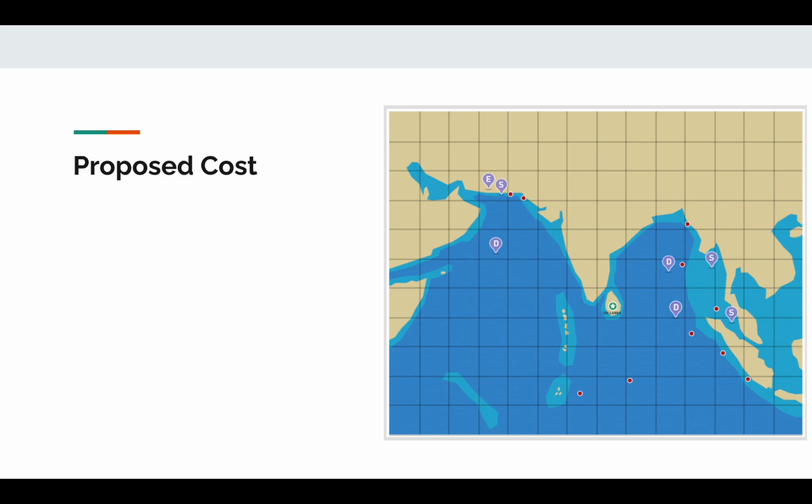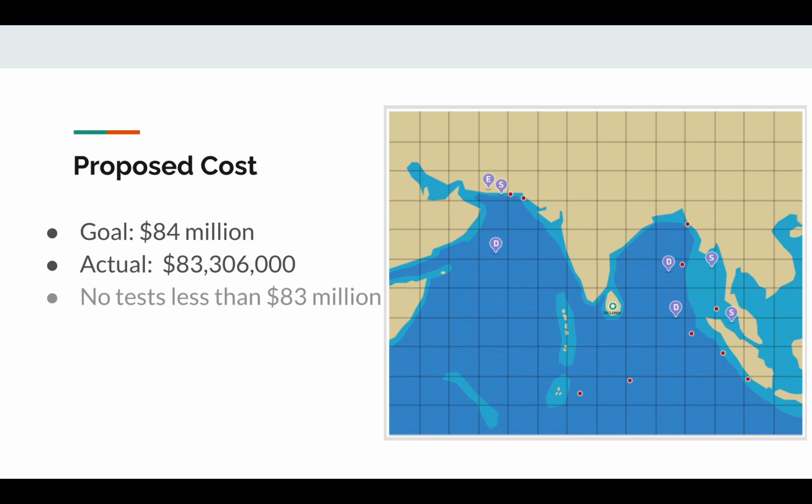And finally, I made a goal of trying to keep the total 50-year cost to $84 million, and my optimal design came in just under my goal at $83,306,000. I didn't have any other designs that were cheaper, which is another reason why this is my best design.